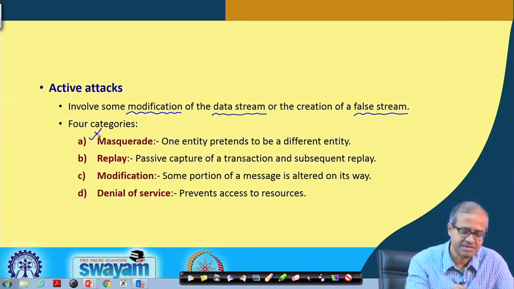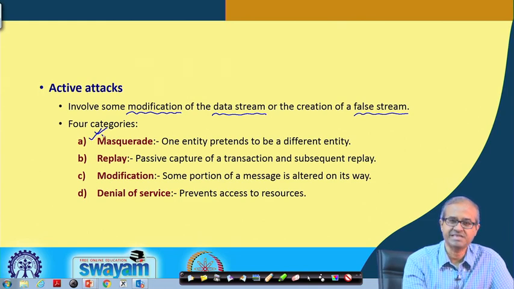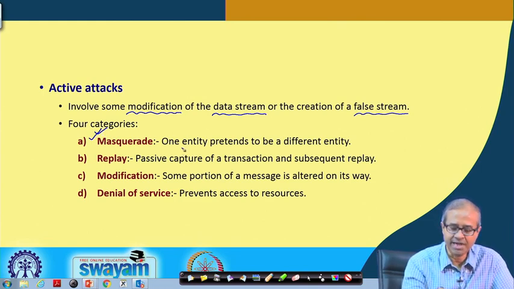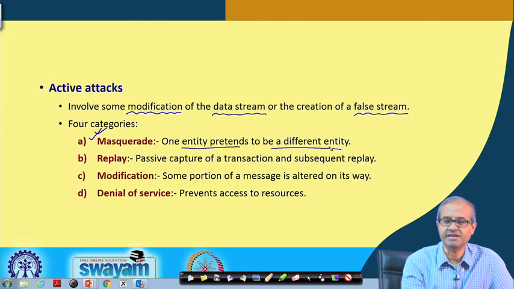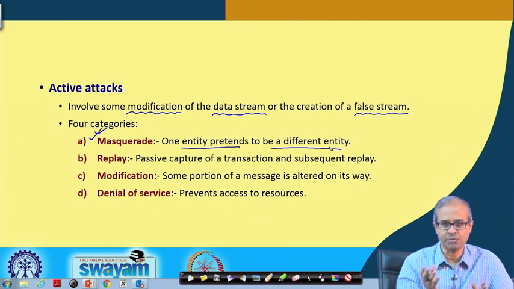One is some kind of authentication attack, masquerade, which means one entity pretends to be a different entity. Like I am sending a message to you telling that, well, I am Mr. X, but I am not Mr. X, that is masquerade, I am masquerading as Mr. X.